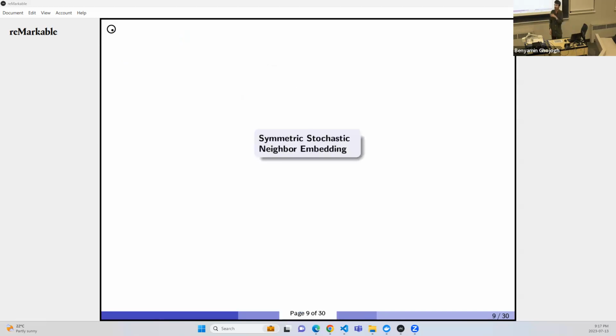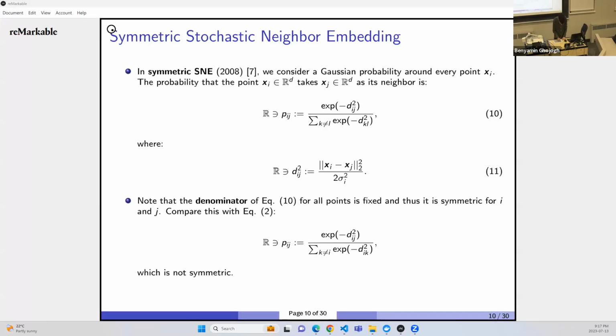Okay, SNE is over. The second thing is symmetric SNE. Symmetric SNE was proposed in 2008, I think in the same paper as t-SNE. What does it do? We consider a Gaussian probability around every point xi, and this probability is this. Do you see the difference?